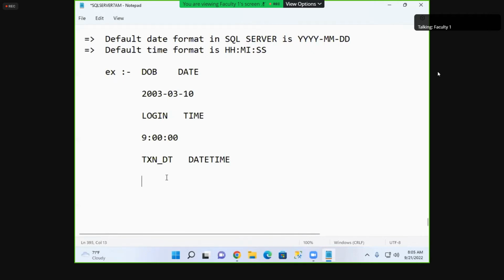Next, how do you enter it? Suppose I did the ATM transaction at 7 a.m. Today is 2022-09-21, so you enter it like this, at 7 o'clock in the morning. But if you did the transaction yesterday at 7 p.m., then what do we enter? 19. 19 means 7 p.m. This is the 24-hour format.